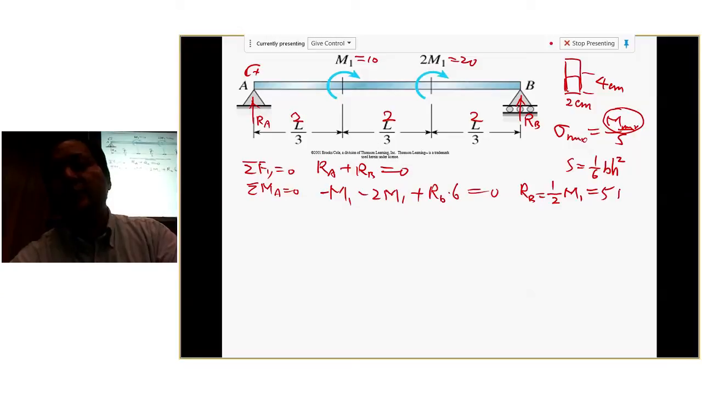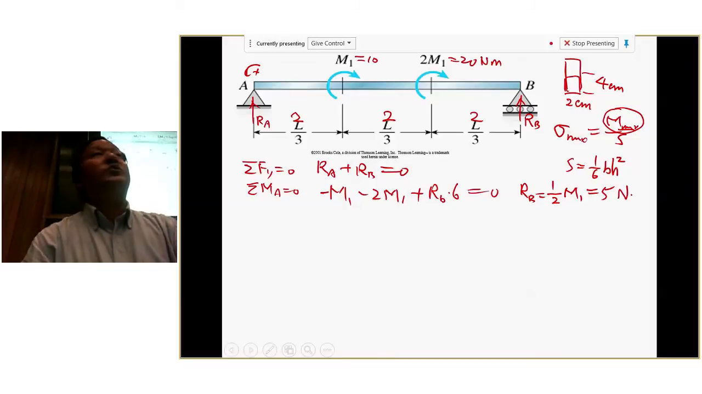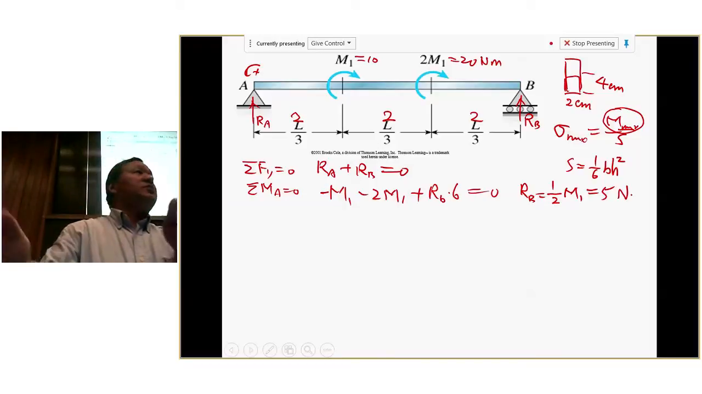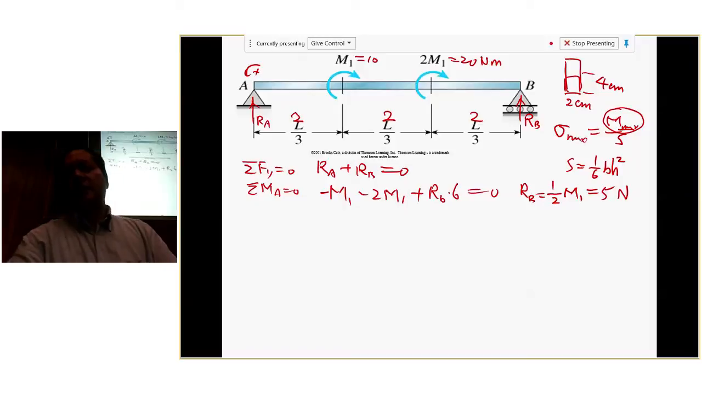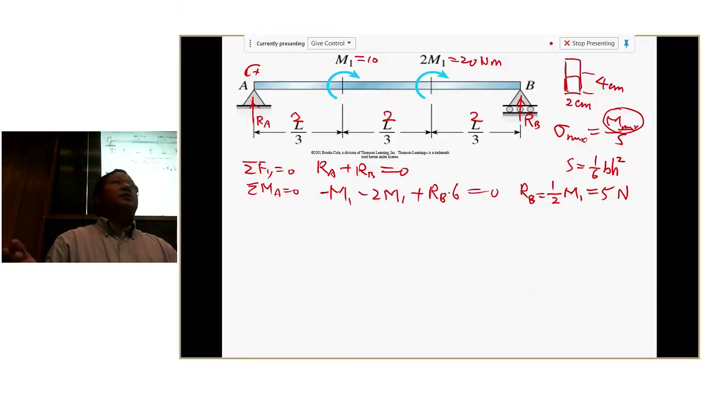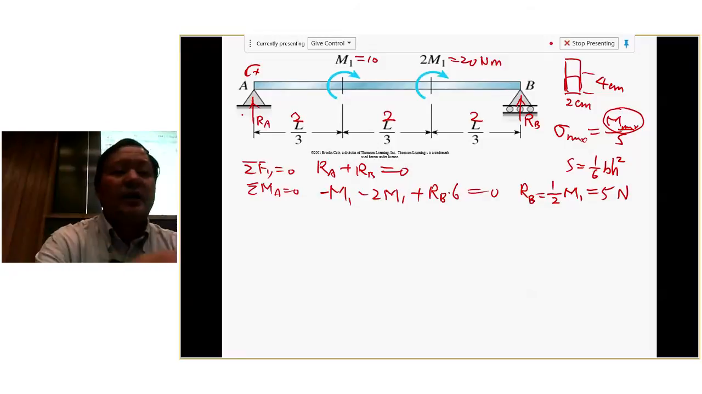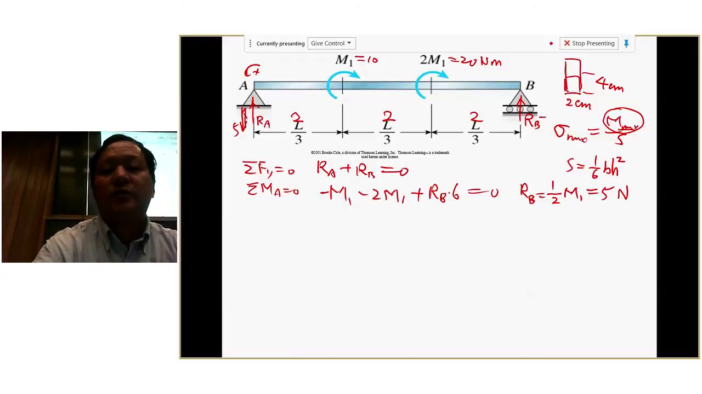This will be whatever unit we use. If this is Newton meter, then this will be Newton. If this is kilonewton meter, then this will be kilonewton, right? For now, we just don't pay much attention to the unit yet. But for the exams and homeworks, make sure you have the correct unit. So RB equals 5. I'm writing kind of weird. Now, what's RA? Negative 5. So that means this part you have 5 this way, and this part you have 5 upward.